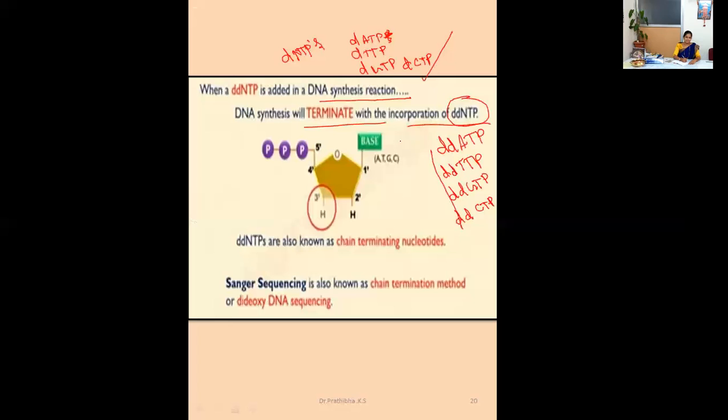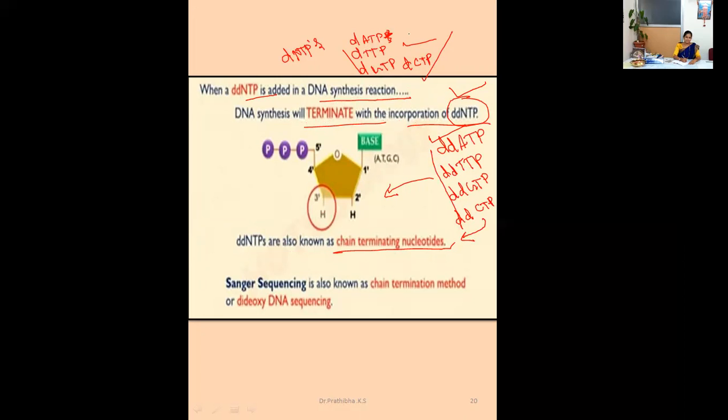What I'm going to say here is that DNA polymerase cannot differentiate between normal NTPs and modified NTPs. Whenever DNA polymerase adds normal NTPs, the reaction continues. Whenever the DNA polymerase enzyme adds the modified nucleotides, what happens? Termination will occur. Why? Because in these ddNTPs we have removed the oxygen group from the 3 prime position, which is essential for the formation of the phosphodiester bond. When ddNTP is added in a DNA synthesis reaction by DNA polymerase 1, DNA synthesis will terminate with the incorporation of ddNTP. ddNTPs are also known as chain terminating nucleotides.